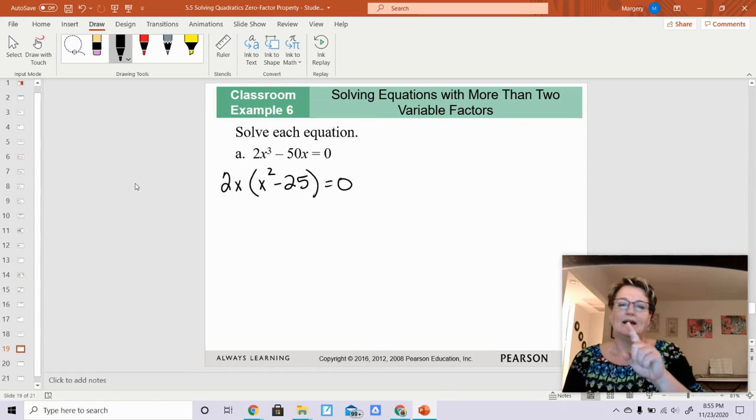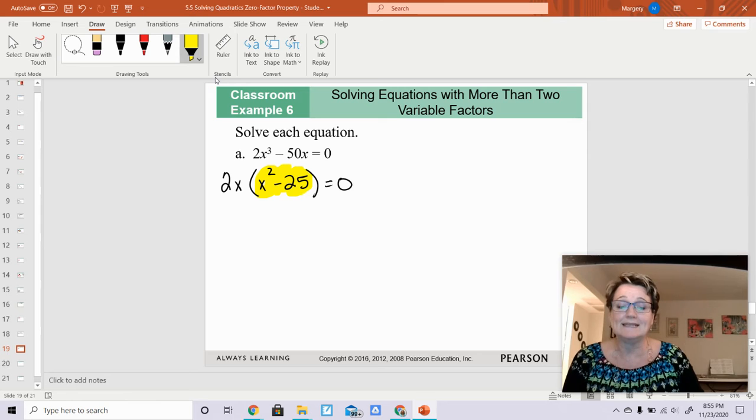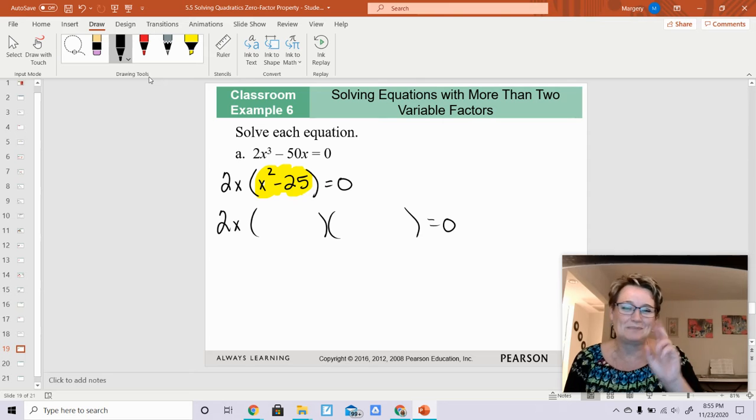Now, inside the parentheses, this part right here is actually a difference of squares. I can square root this, I can square root this. They're separated by a minus sign. So I know that my answer is going to look like this. That is why knowing all those special rules is really helpful. One's going to be a plus sign, one's going to be a minus sign, because these are difference of squares. The square root of x squared is x. The square root of 25 is 5.